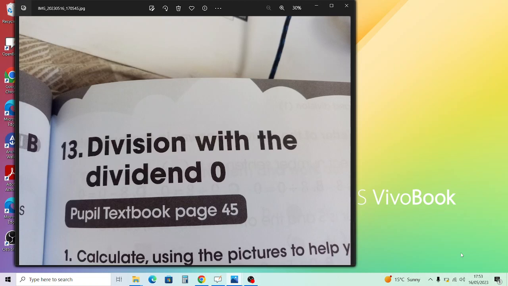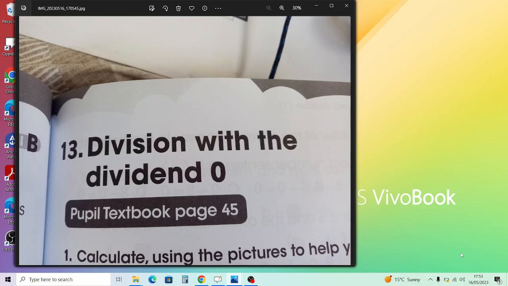Let's just see. Mental calculation. There are 6 apples in the box. How many apples go on each plate to share the apples equally? Okay, so it's equally. So that's 6 divided by 2. So they're introducing 0, but not all the answers are 0.